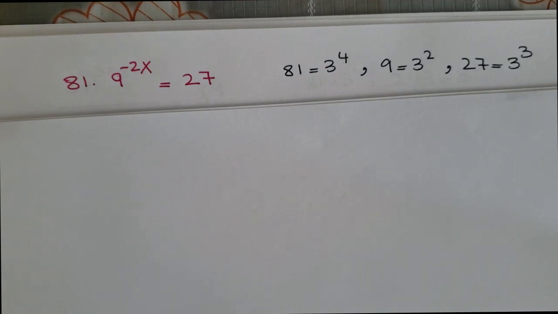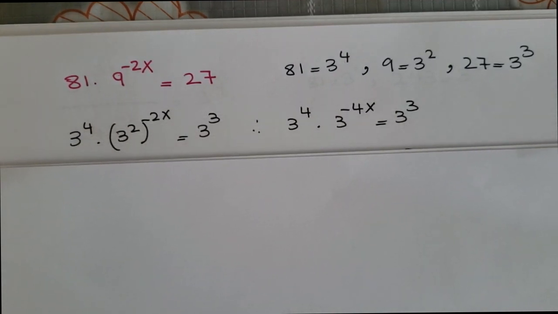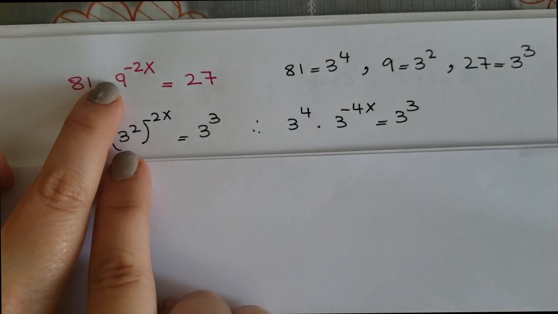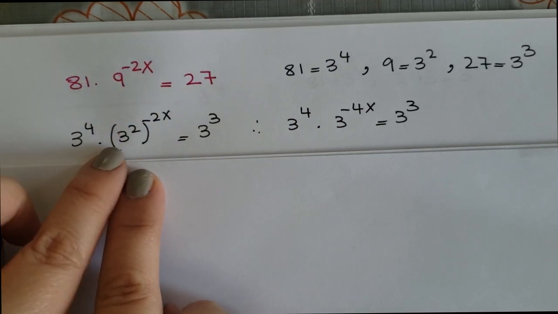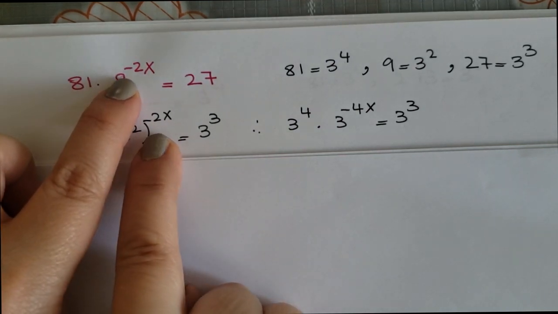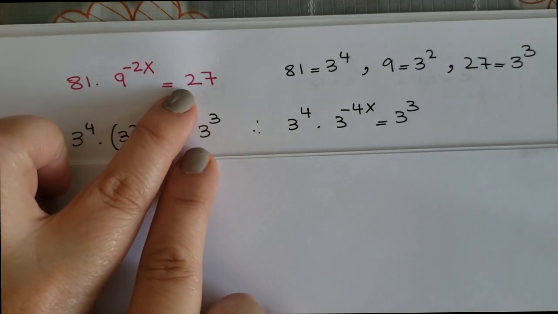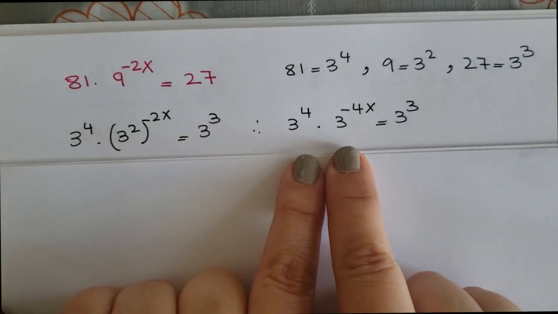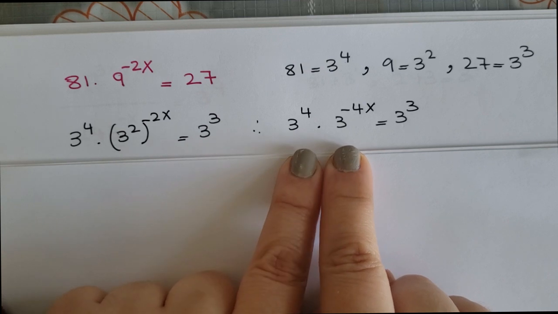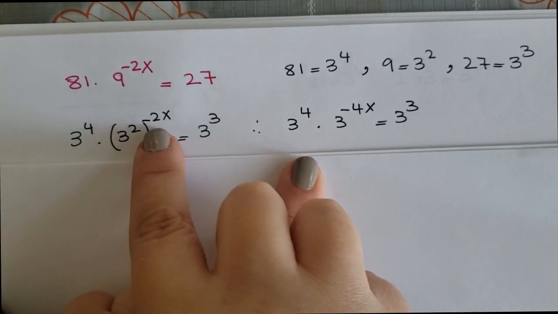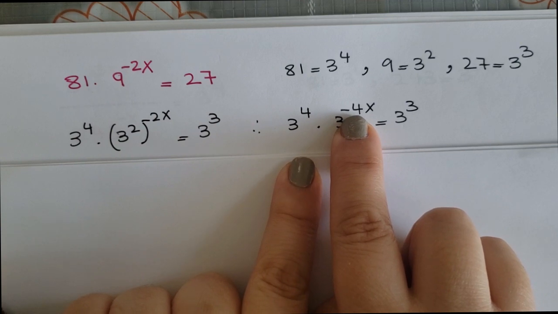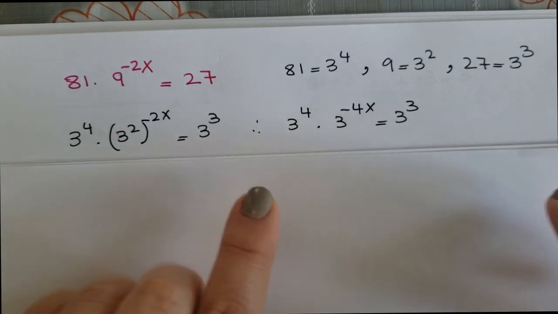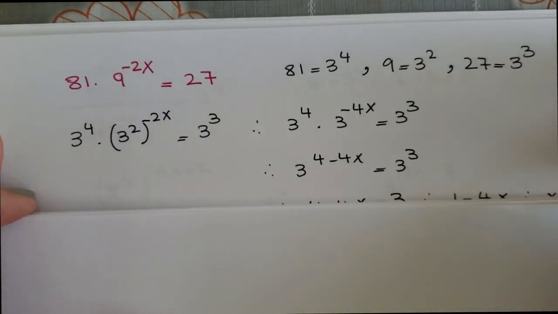So what I'll do next, I will simply substitute. 81 is substituted with 3 to the power 4. Instead of 9, I substitute 3 to the power 2, so negative 2x stays. And then instead of 27, I substitute 3 to the power 3. Okay, so now in the next step, I have to simplify. So 2 times negative 2x is negative 4x. Here the bases are the same, so that means the exponents must be the same.